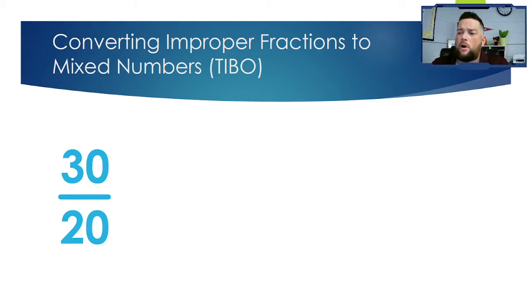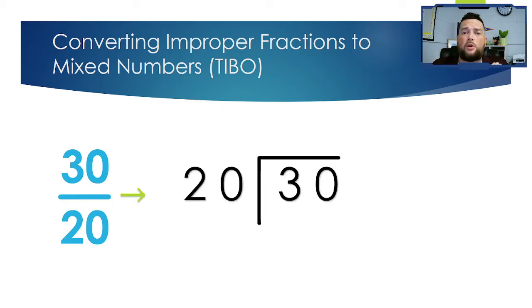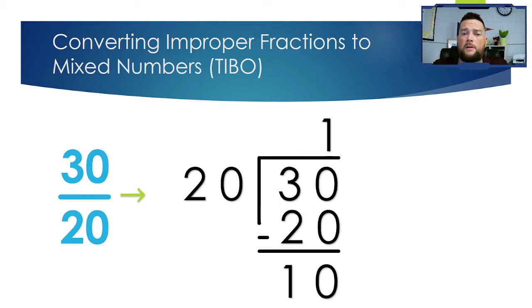We've got 30/20. We want to convert this to a mixed number. We're going to take the number on top, the numerator, and divide it by the denominator. 20 will go into 30 one time. All right. 30 minus 20 is 10. And that's our new numerator.